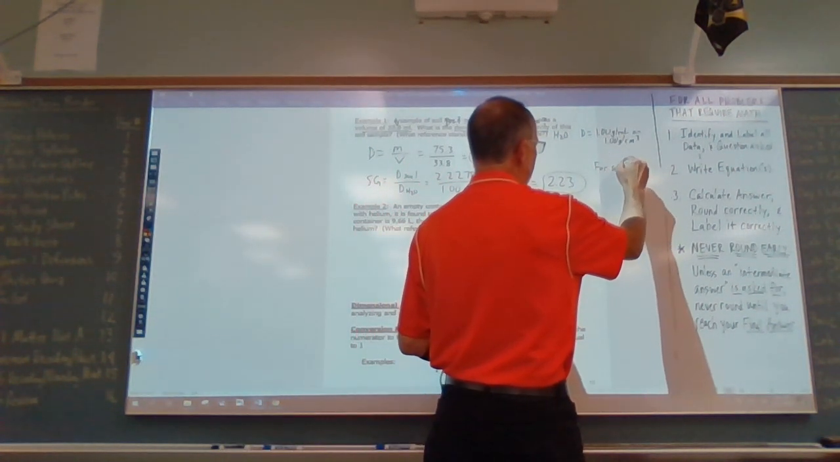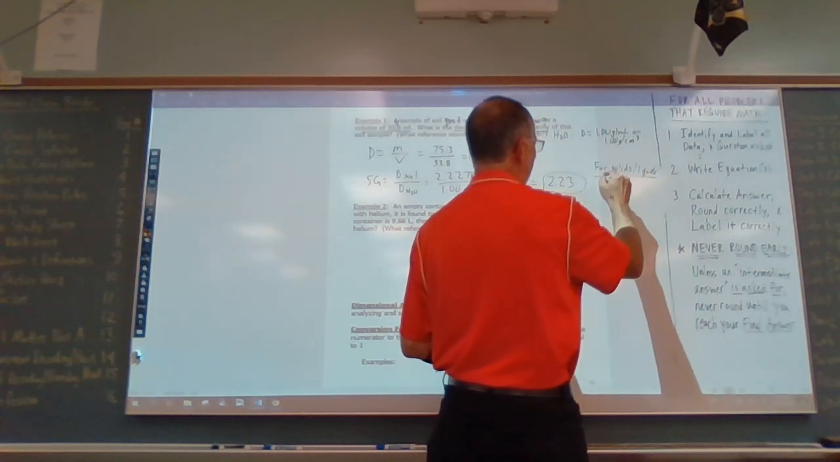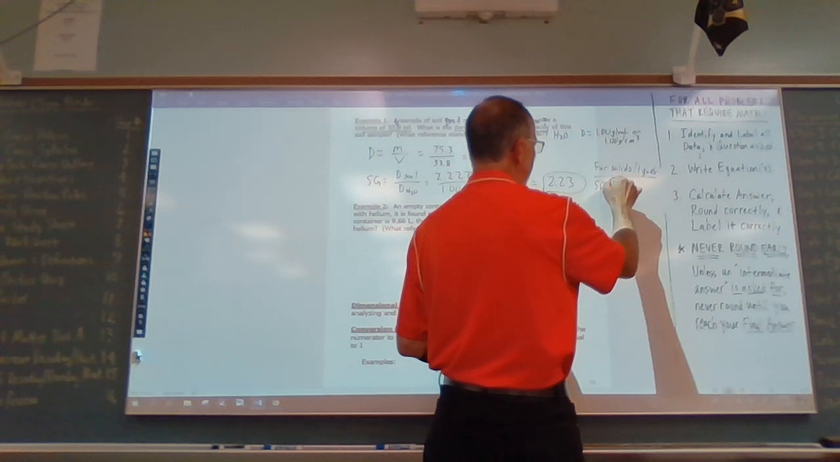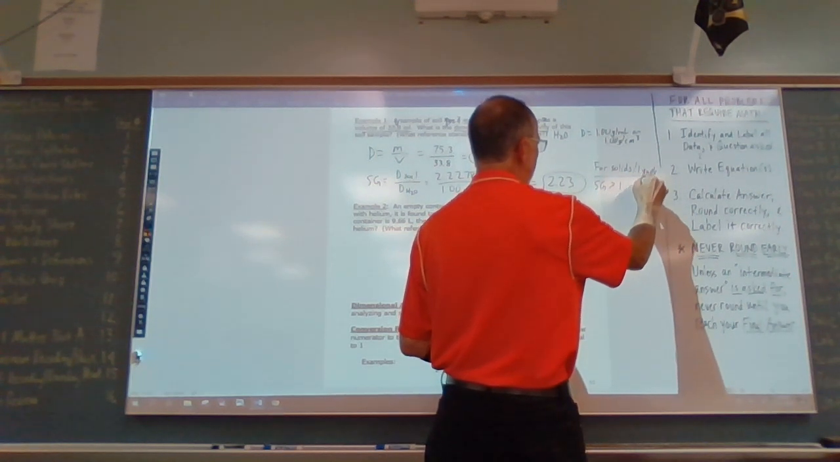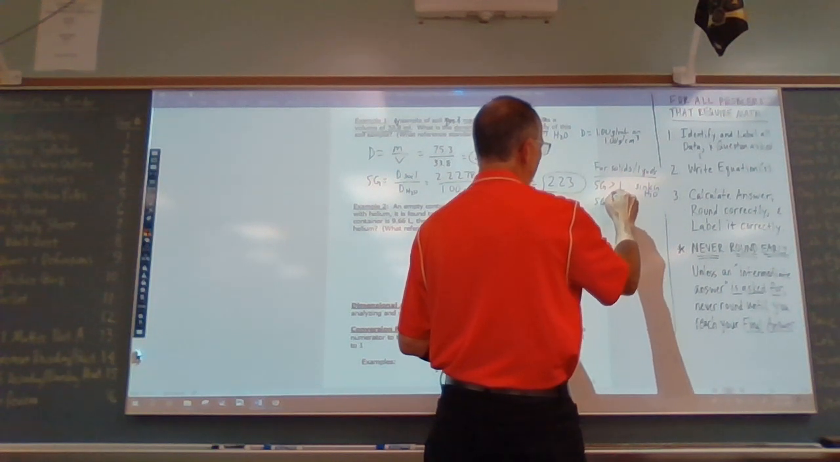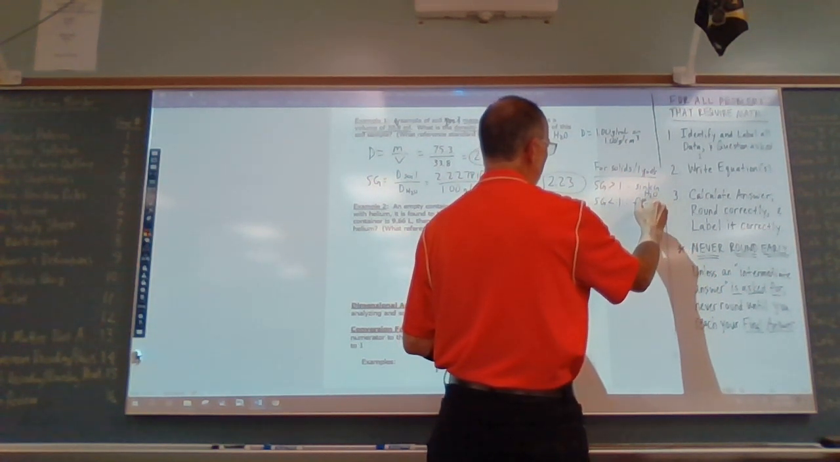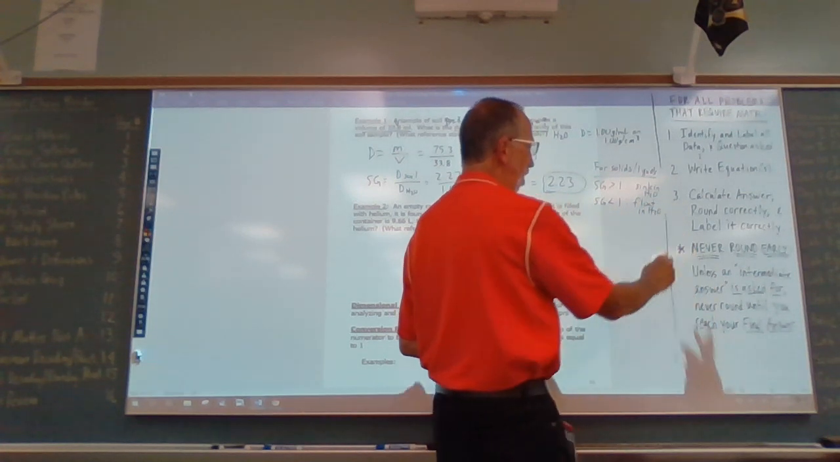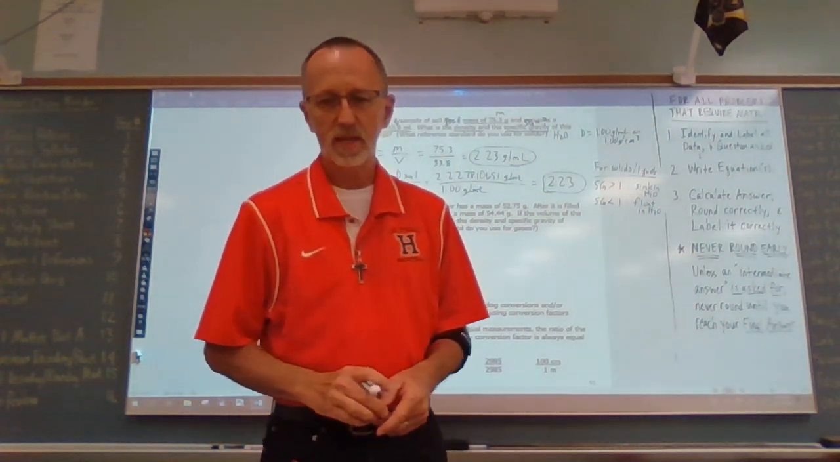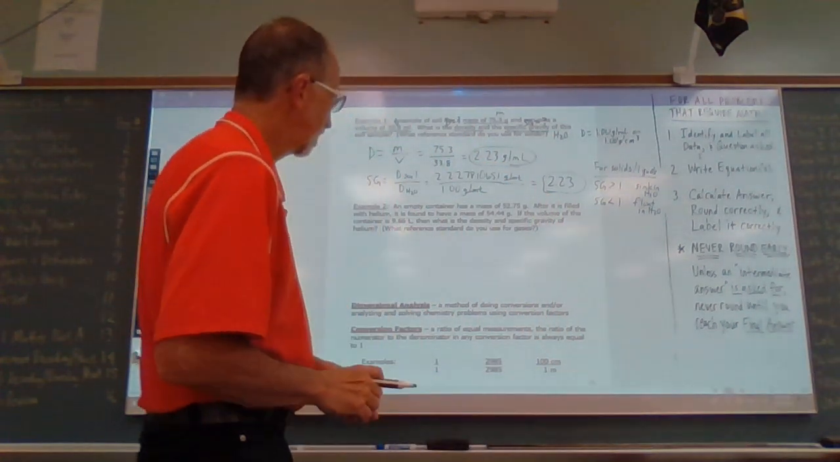So for solids and liquids, if the specific gravity of a substance is greater than 1, it's going to sink in water. And if the specific gravity is less than 1, then of course it is going to float in water. That's what specific gravity is going to tell you. Okay? All right, so the next one.